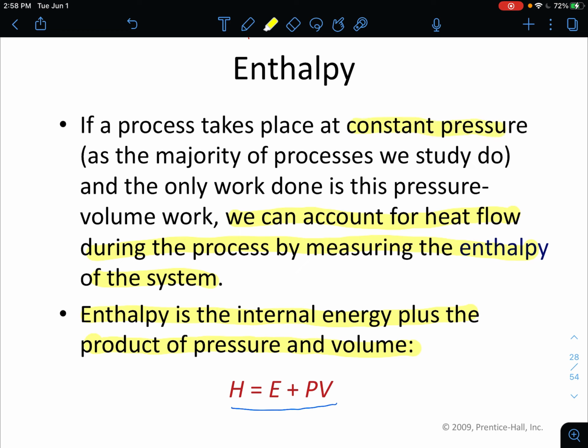So it doesn't matter if you know that H equals E plus PV, it's more important to say that enthalpy is going to correlate with a constant pressure process, as the majority of processes we study do, and therefore the only work done is pressure volume work. So then enthalpy will just account for heat flow at constant pressure. So that's really the way we want to define this. Let me write it here.